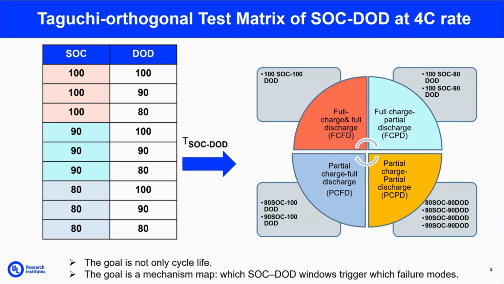And then these 9 test conditions, again, we categorized into 4 groups. One is a full charge and a full discharge. Another one is a full charge with a partial discharge. And then a partial charge with a partial discharge. And then a partial charge, full discharge. And a partial charge with a partial discharge.